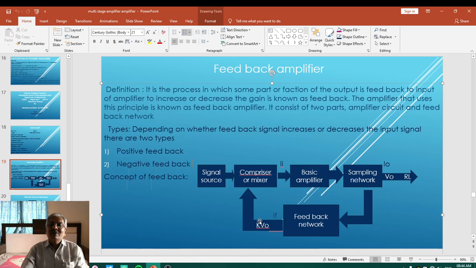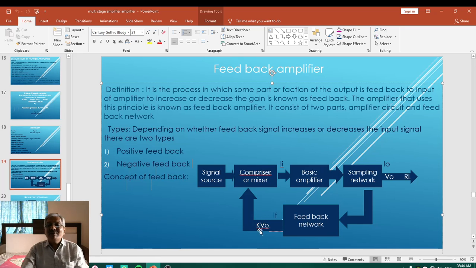Suppose the value of K is positive, then the feedback signal is positive, and if this positive signal is provided to the mixer, it is in phase with the input signal, so it is added. If it is added, it increases the input signal, which increases the gain of the basic amplifier. That type of feedback is called positive feedback.